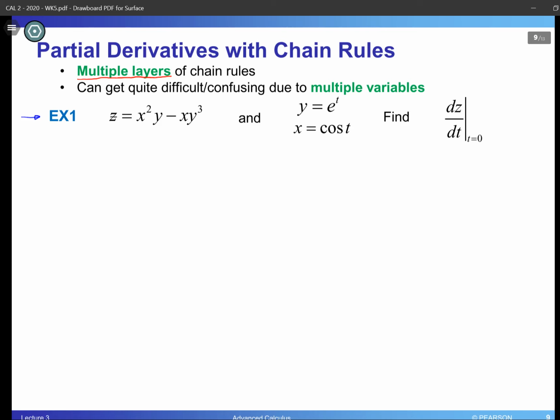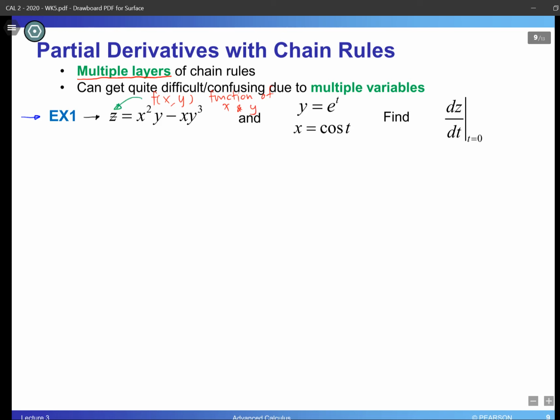We have these equations, but first, let's focus on the one on the left. So let's look at this. Here we have this z equal to x squared y minus xy cubed. By now, you should know that this is a function of x and y. Alright, so please write it right here, function of x and y.